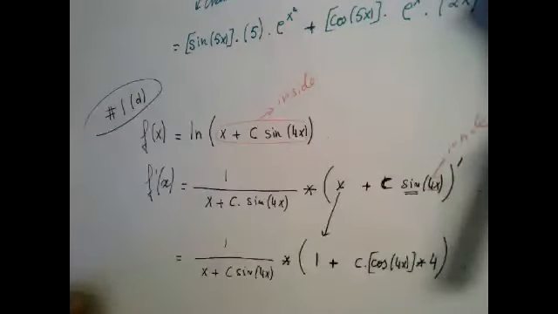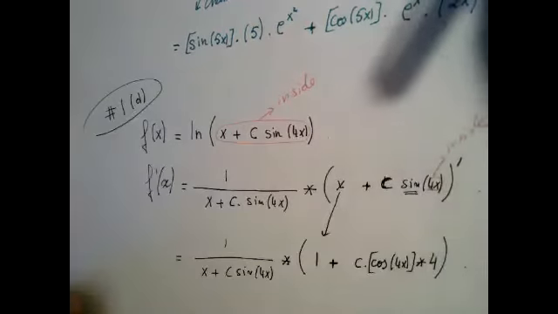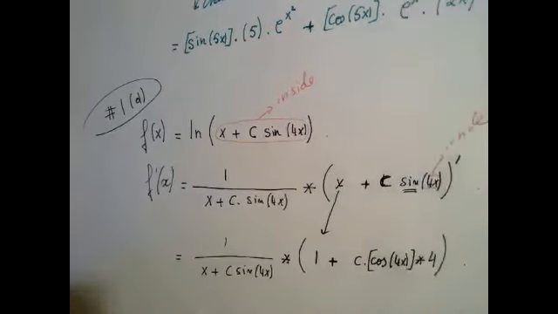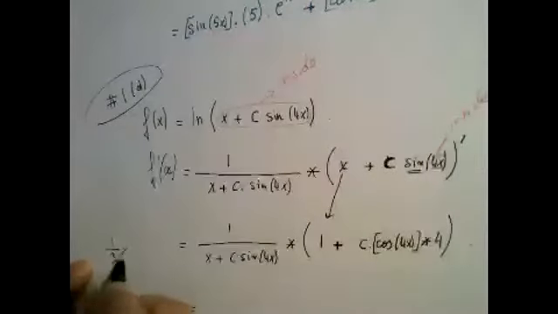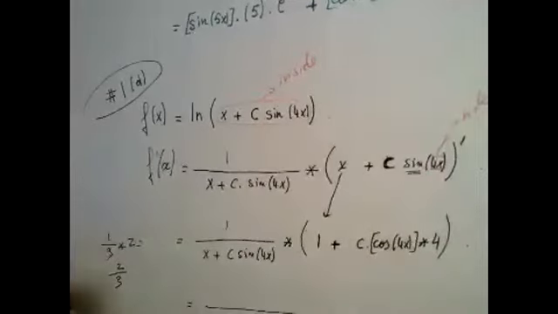Could you move that second part of the equation into the top of the fraction? The 1 plus c cosine 4x times 4? Absolutely. It's like telling me a third times 2 is basically 2/3, right? Okay. Yeah, absolutely.